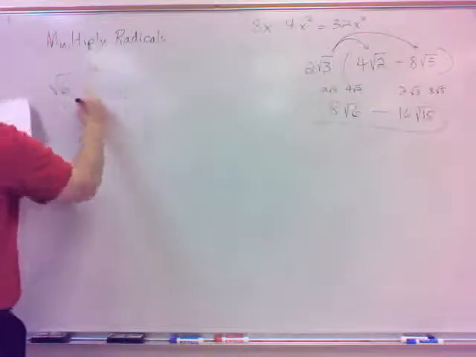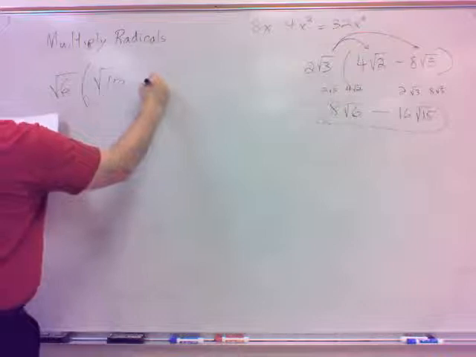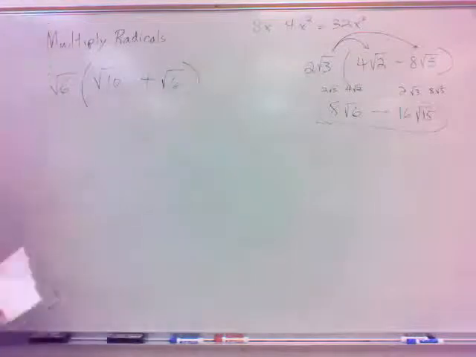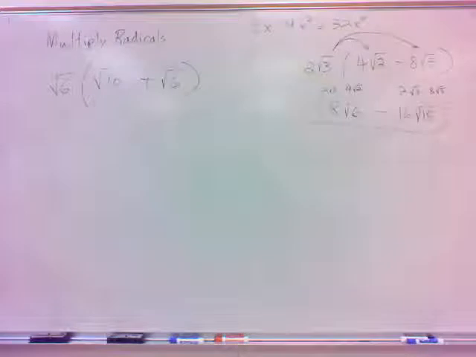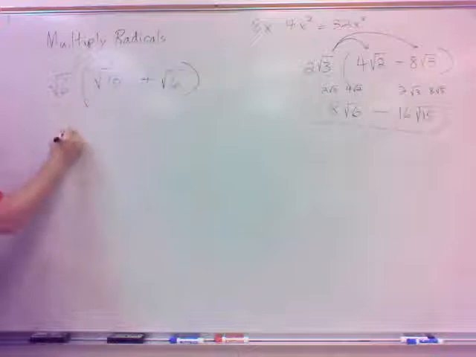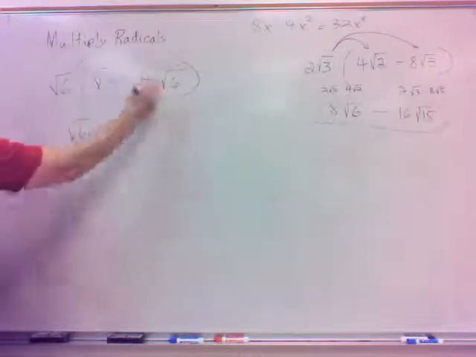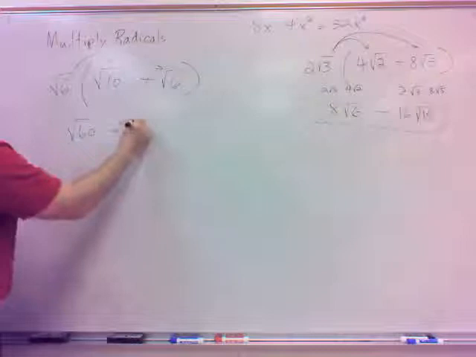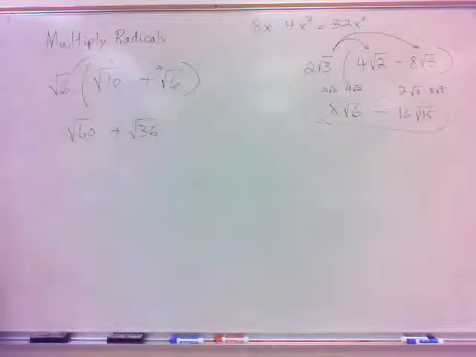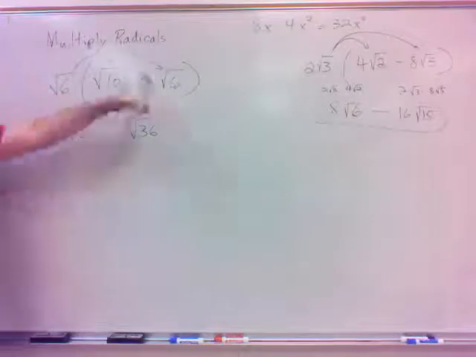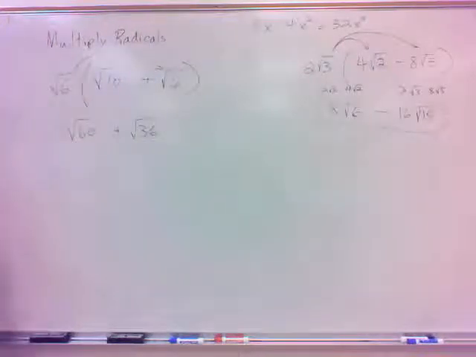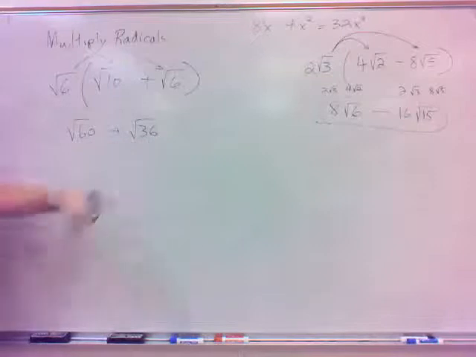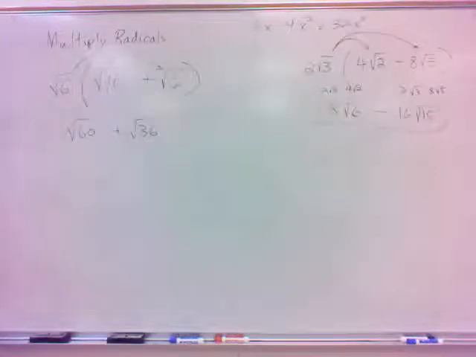Square root of 6 times square root of 10 plus the square root of 6. Again, it's just distributing, isn't it? What do we get? Square root of 6 times square root of 10. Square root of 60. Square root of 6 times square root of 6. Square root of 36. Yeah, even though we haven't done one where we had the same radical, if you multiply a radical by the same radical, you still multiply there. It's still square root of 36.